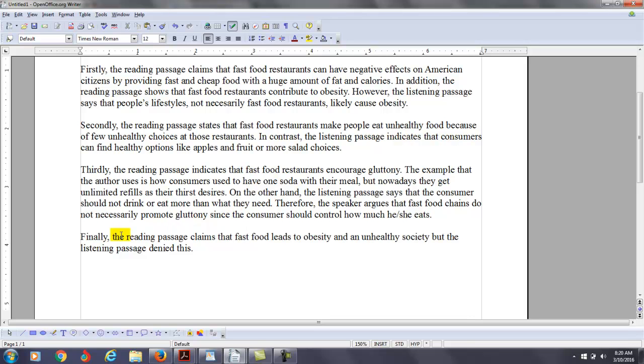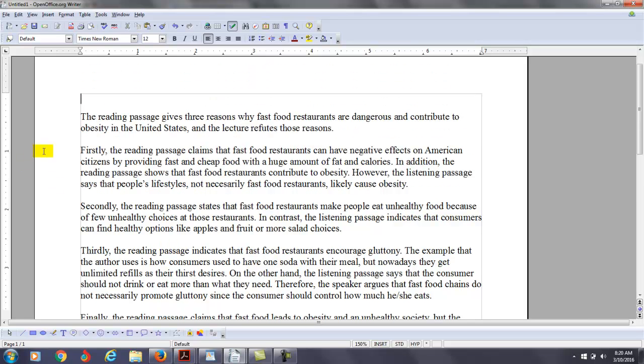You got then the last paragraph. Finally, the reading passage claims that fast food leads to obesity and an unhealthy society, but the listening passage, because you have here present here, you want to use present here. You want to say denies this claim. Am I right? I think overall this is a pretty good essay.